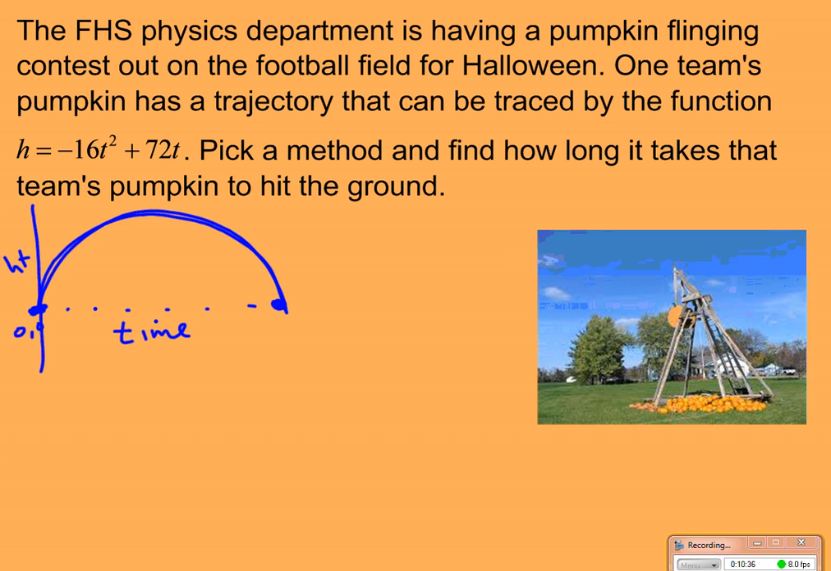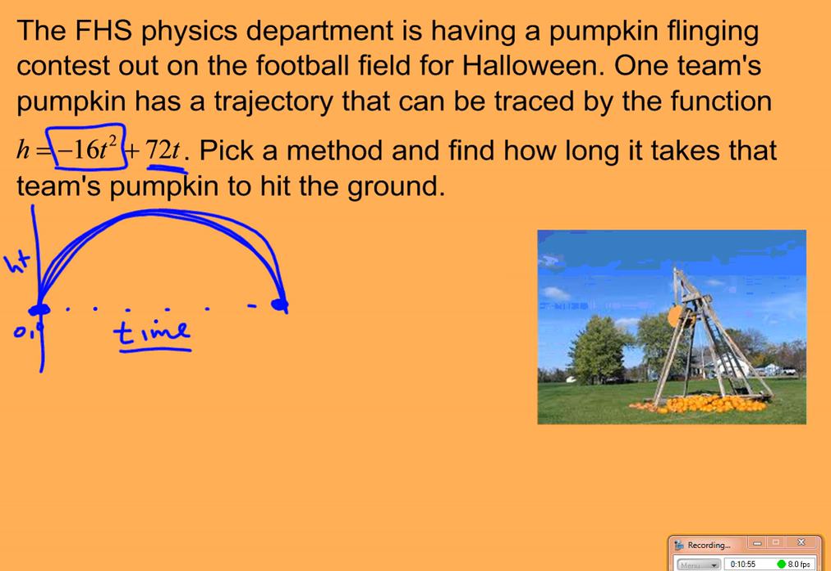All right, so here's the pumpkin at the starting point. It gets launched in the air, whee, splat right over here. I want to know how long it is going to take to hit the ground. So what I'm looking for is the x-intercept. All right, so like I said before, this is gravity. This ends up being kind of the velocity with which the pumpkin is launched.